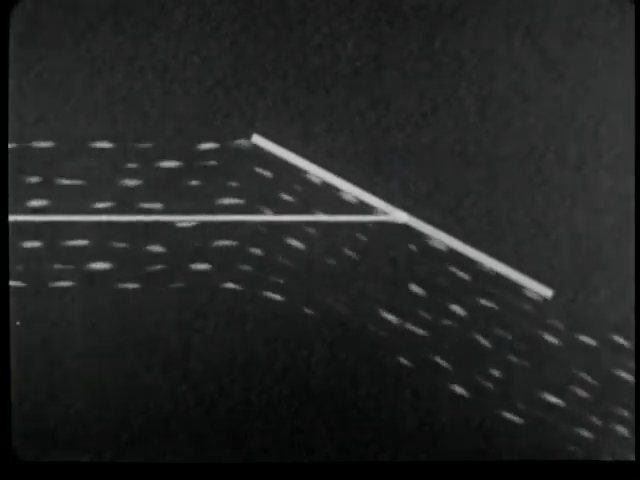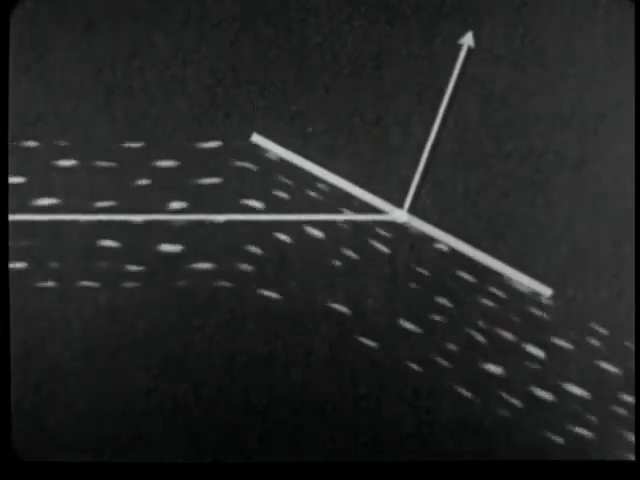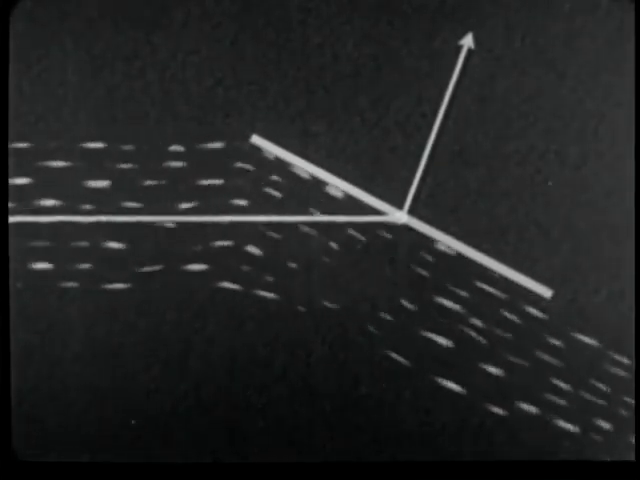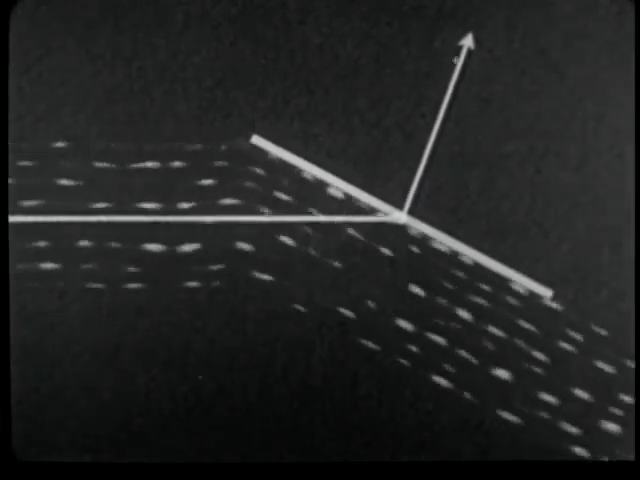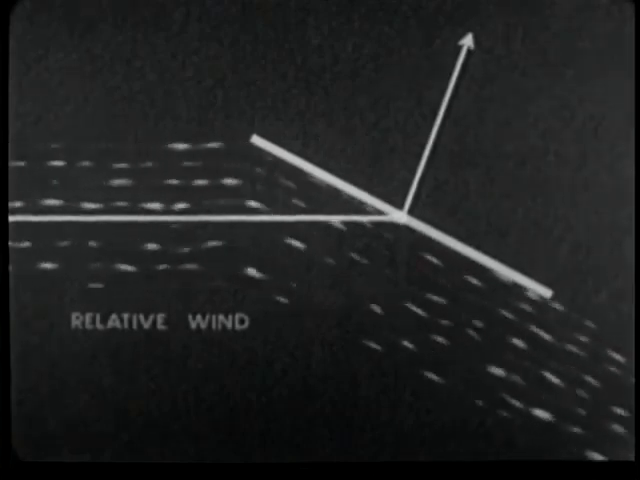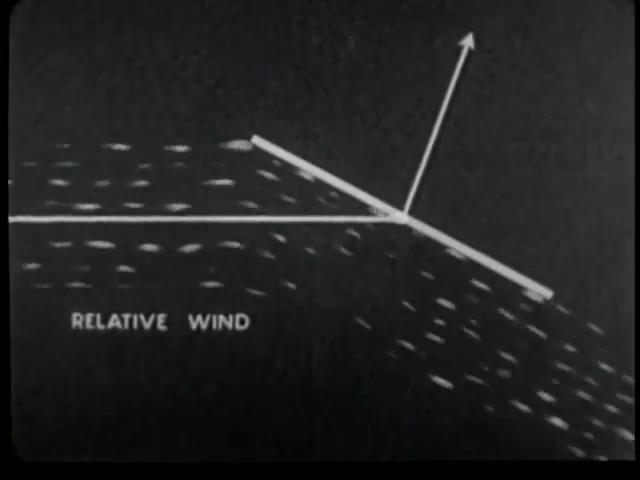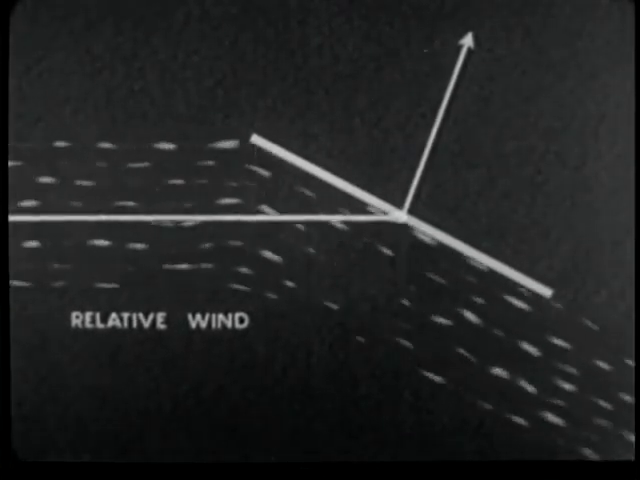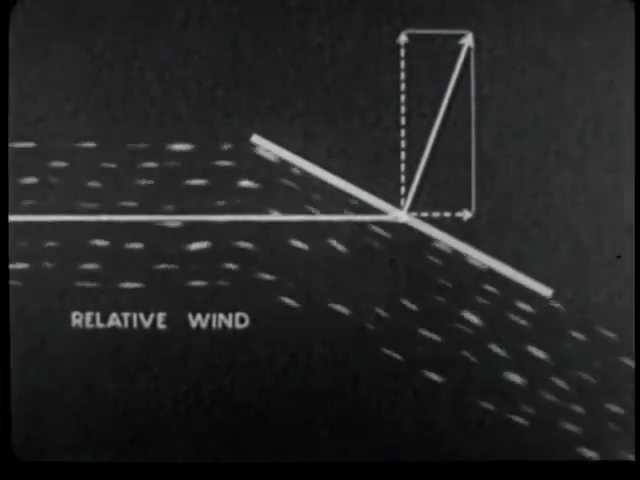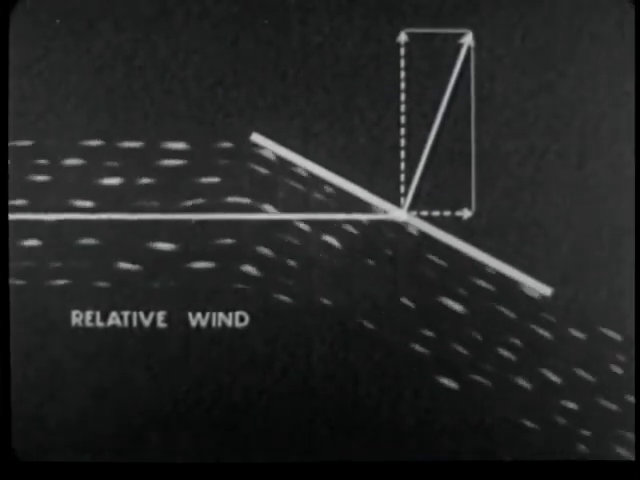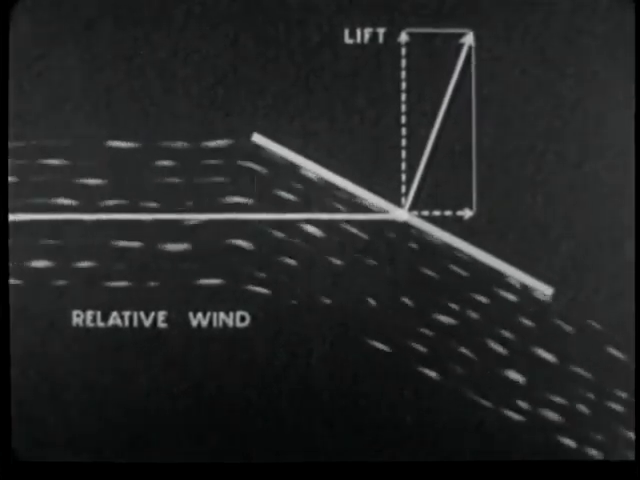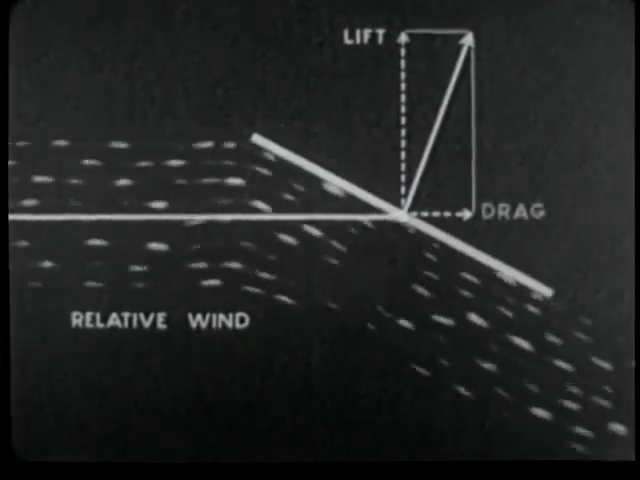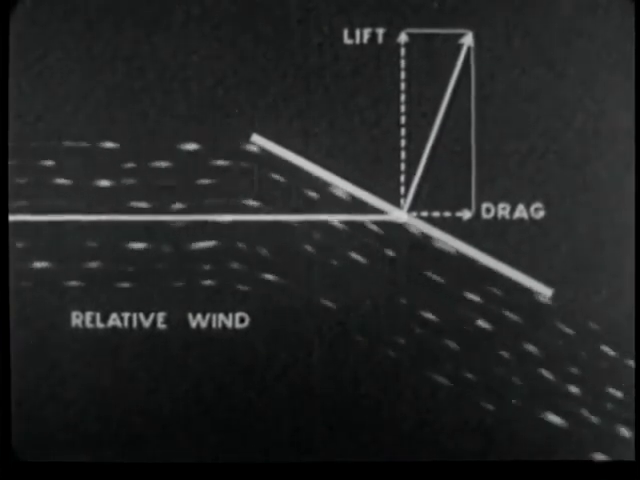An air stream flowing past a flat plate exerts upon it a force whose direction depends upon the angle between the plane of the plate and the direction of airflow. This force may be analyzed into component forces, which are called lift and drag. Lift acts at right angles to the relative wind, and drag acts parallel to the relative wind.